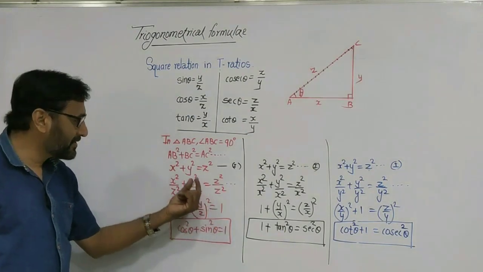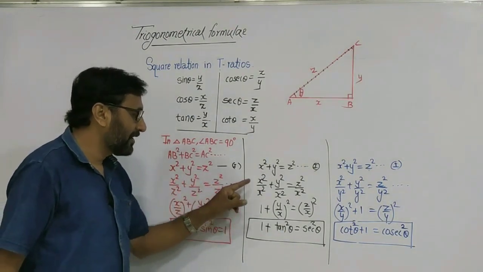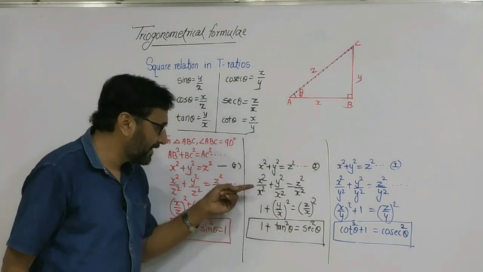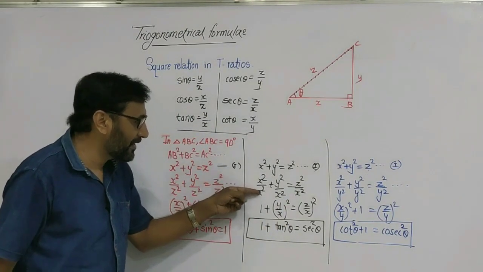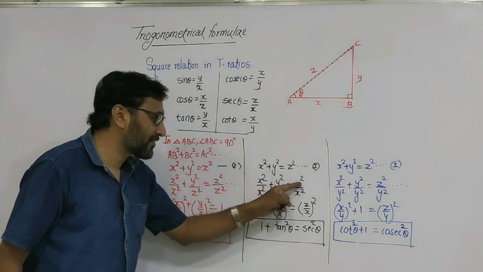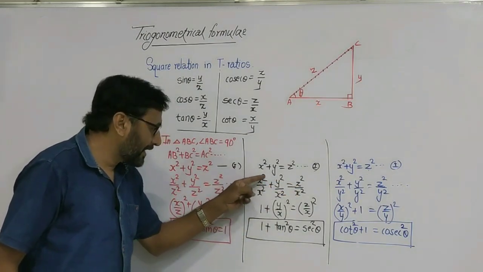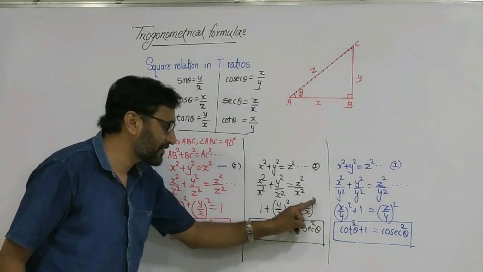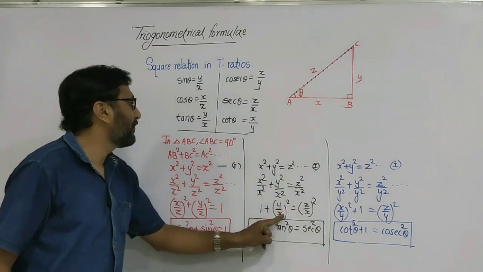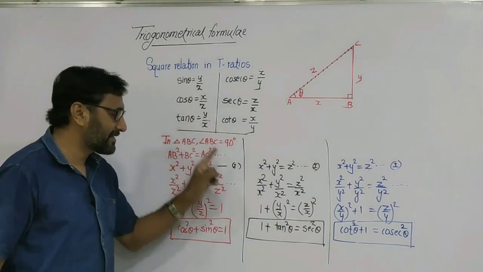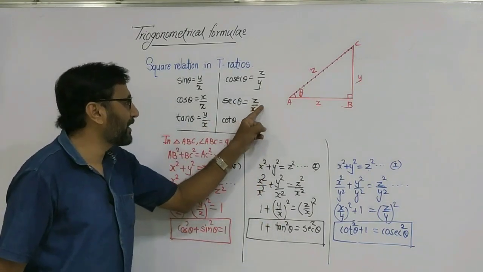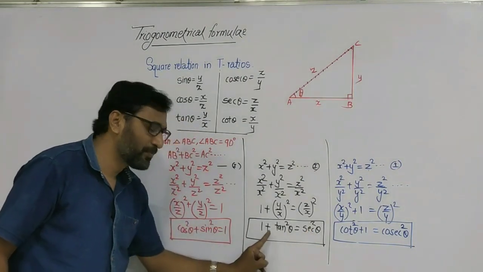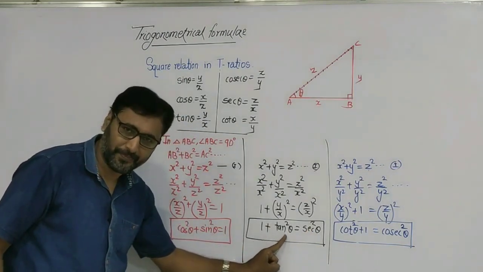Second, instead of dividing by z square, if we divide by x square, what will happen? See, x square upon x square, y square upon x square, z square upon x square. X square gets cancelled, y upon x the whole square, z upon x the whole square. You will get, what is y upon x? Y upon x is tan, that is tan square theta, and z upon x is sec square theta. So you will get sec square theta is equal to 1 plus tan square theta.